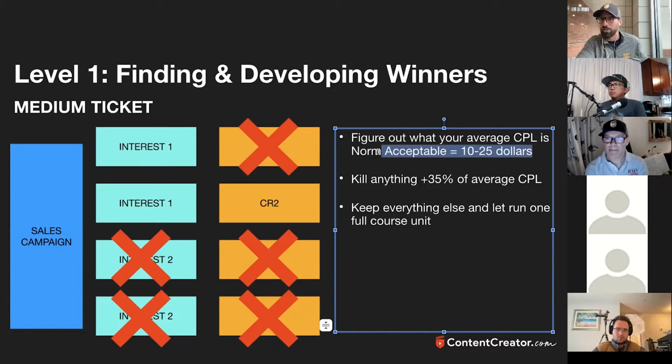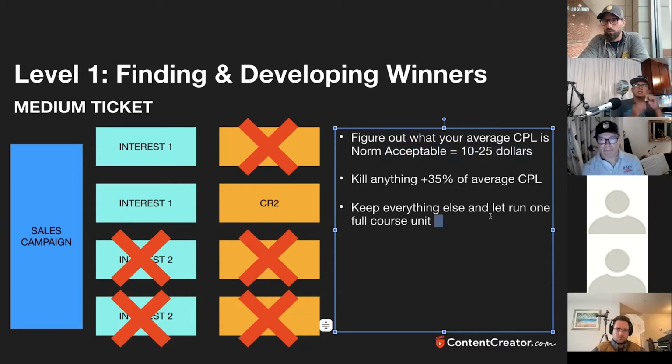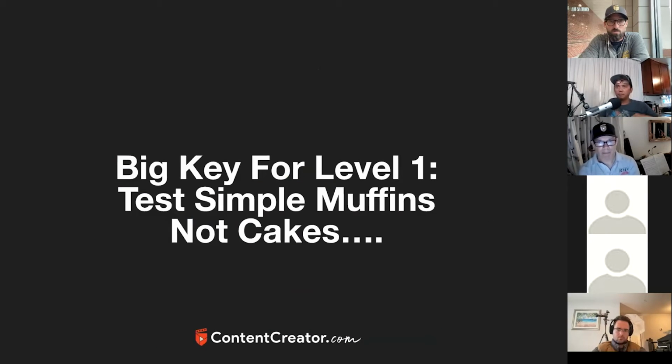If our cost per lead on this new ad and new interest happens to be $200, we only got 1 lead. Hey, something is off with this. So we would kill that. And then we keep everything else and let it run for a full unit. Okay. So the big key for level 1, test simple muffins, not cakes.